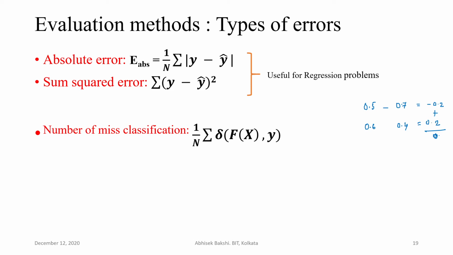That's why, what is the best way? Just do the square. If you do the square, then whatever the sign before the error value, it will become positive, and so we can find the actual error. Other than the sum square error, we have some other errors also, for example, mean square error and also root mean square error.